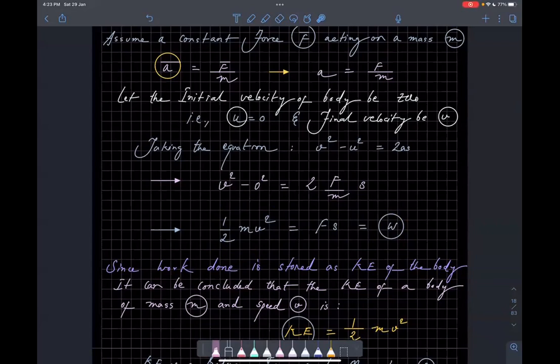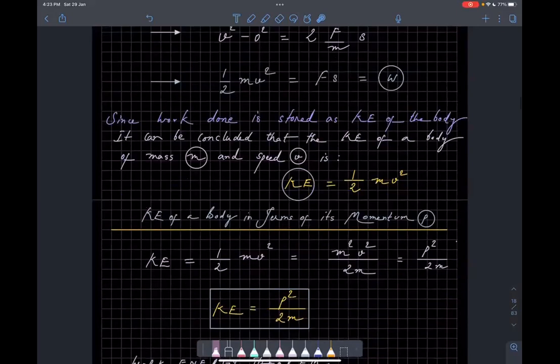Basically, whatever work you did is stored as kinetic energy in this case, and the expression for kinetic energy is half mv square. This is the derivation of the expression for kinetic energy from the work energy theorem. Here you are stating the work energy theorem and deriving the formula of kinetic energy, which is half mv square. Clear?